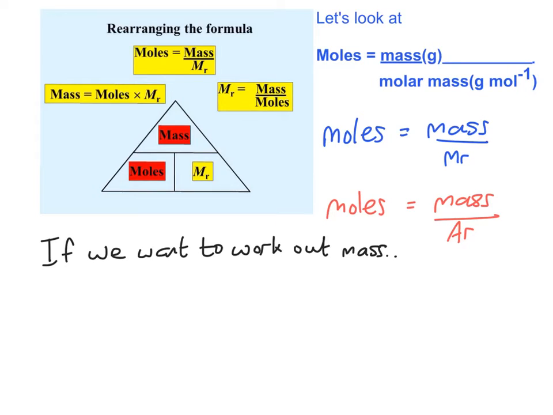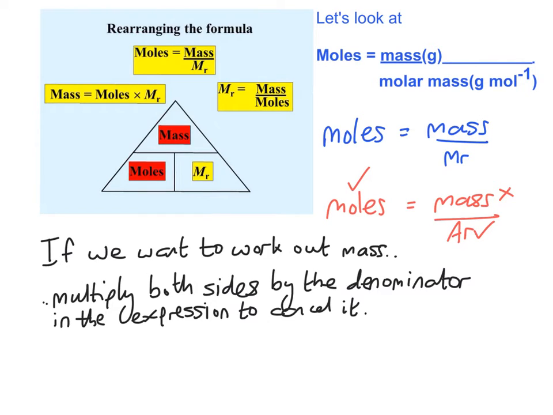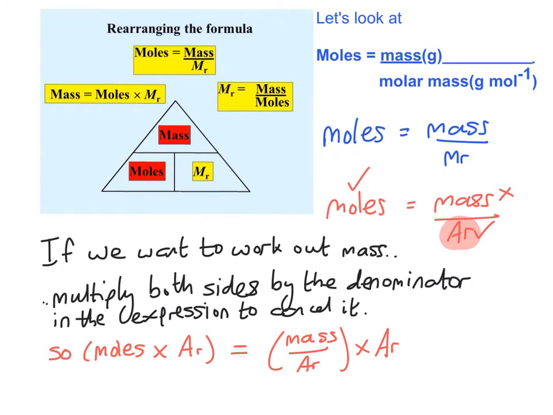So take the example of needing to work out the mass. This would be a situation where we have the moles and the relative atomic mass, but not the mass. So in this case, you multiply both sides by the denominator in the expression to cancel it. The denominator is the molar mass. So if we multiply both sides by the molar mass, you can now cancel out the molar mass on the right hand side.